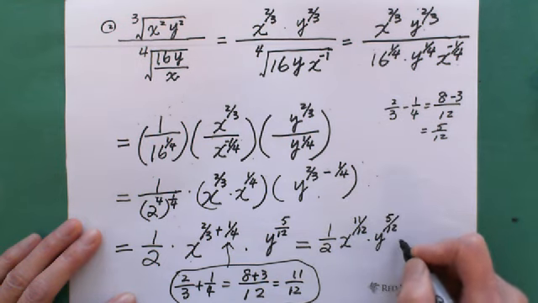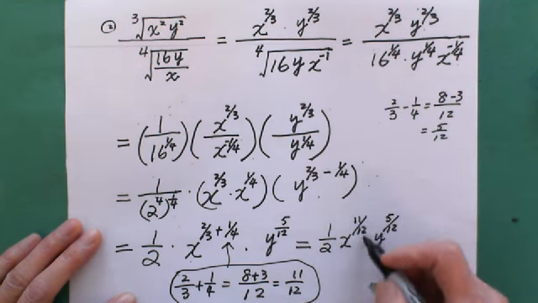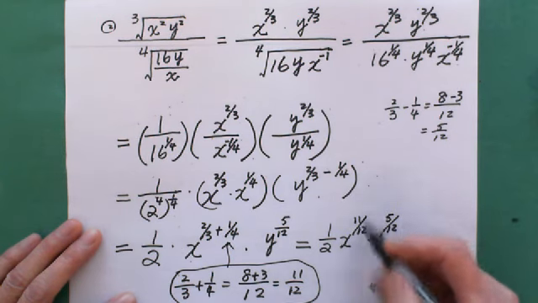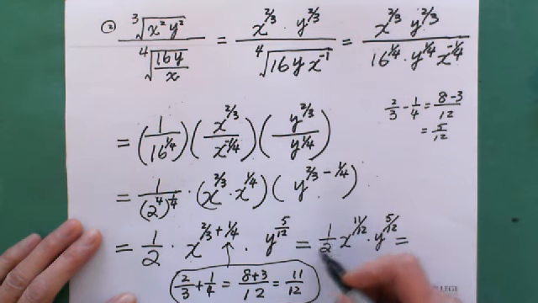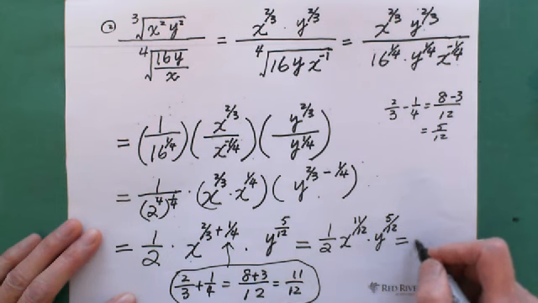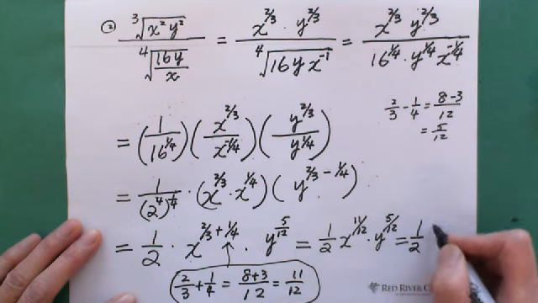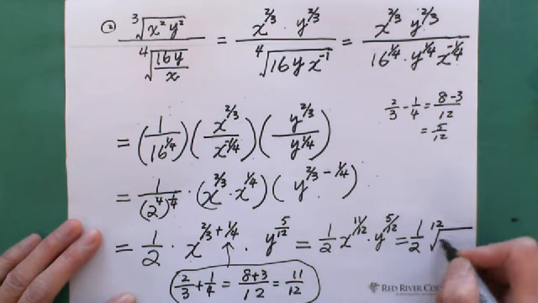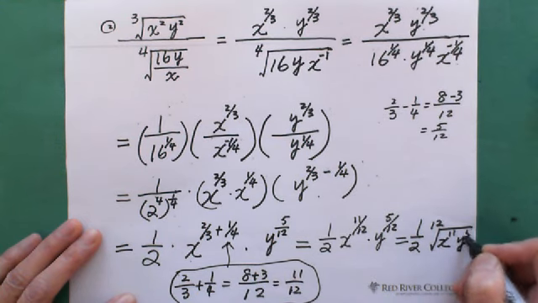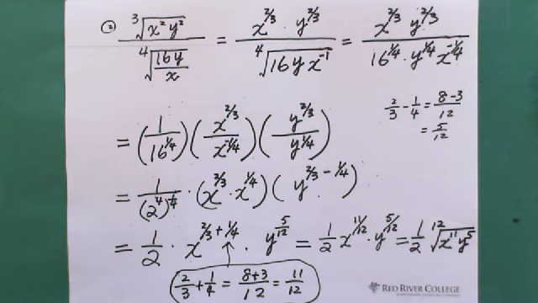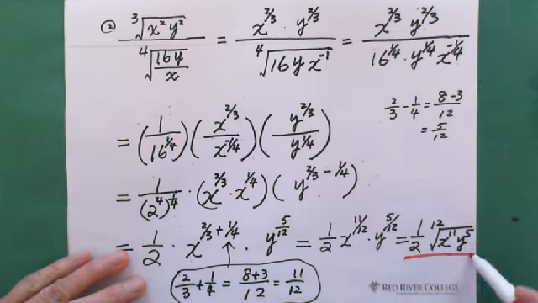And for the final answer, because this is already simplified, there is nothing more you can simplify. The 12 is the radical index. The 1 over 2 has already come out of the radical, so you can write 1 over 2 in front as a coefficient. Write the 12th root, and inside is x to the 11, y to the 5 exponent. So this is the final answer here.